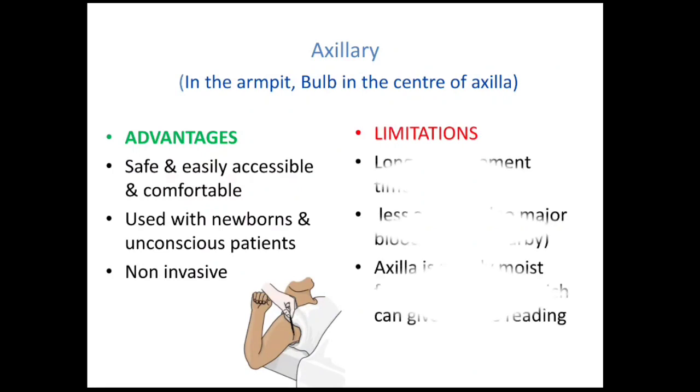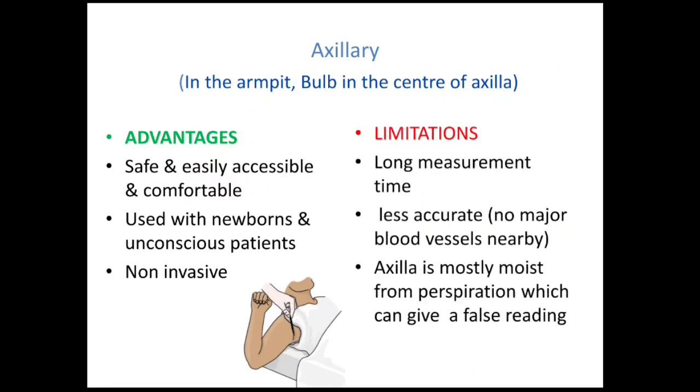The limitations of axillary temperature monitoring include that it needs a long measurement time compared to the other methods. It is less accurate, as no major blood vessels are nearby, and there is a chance of getting a false reading as the axilla is mostly moist from sweating.